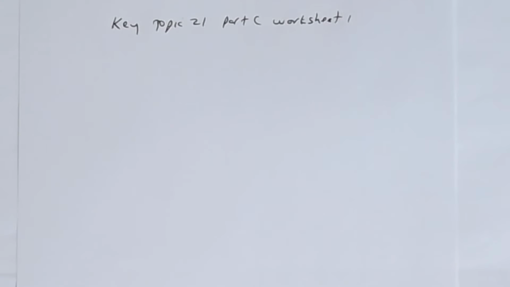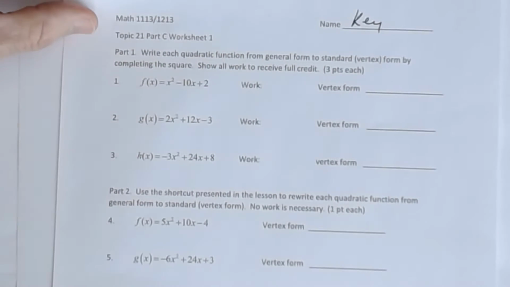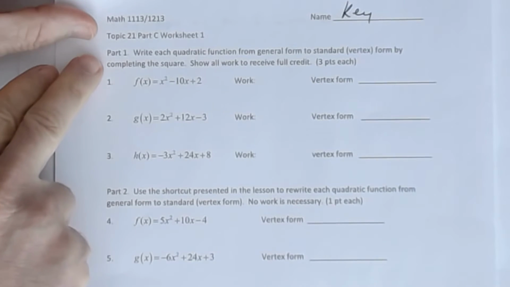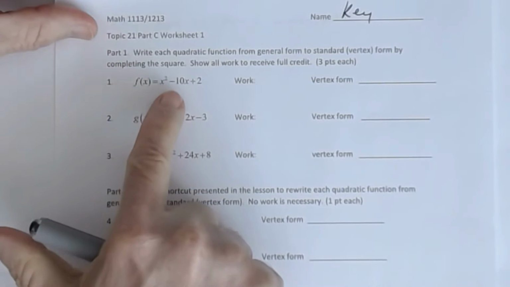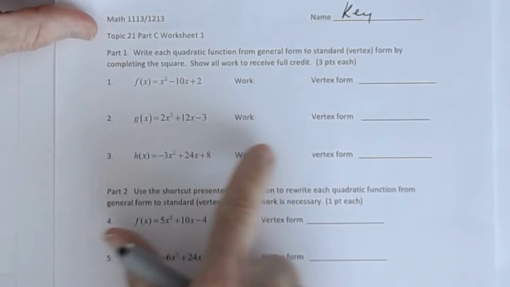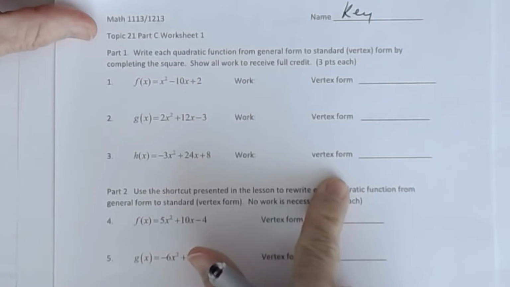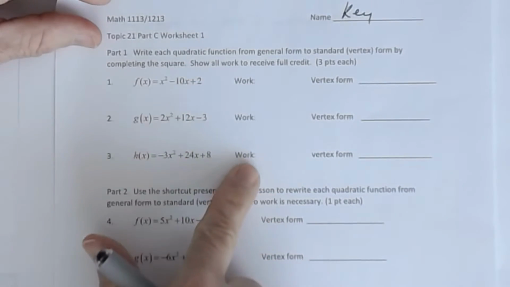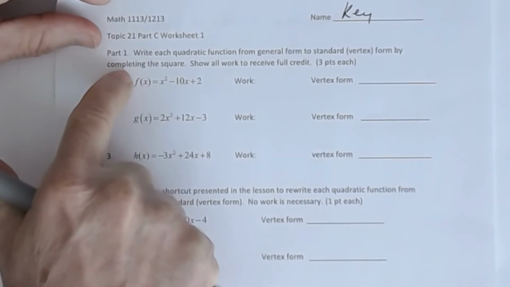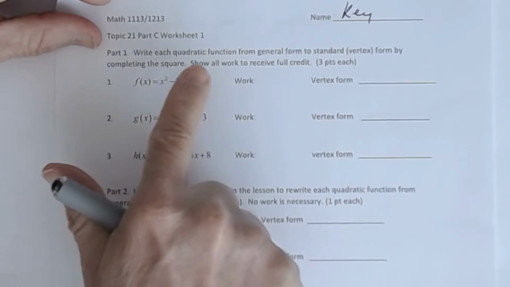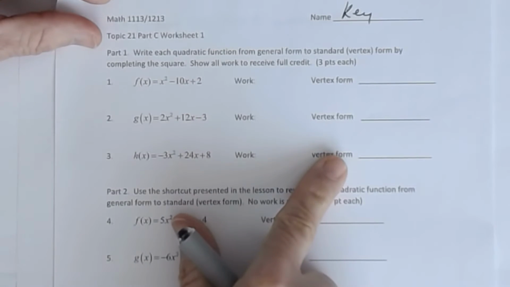Okay, so this is a key for topic 21, part C, worksheet 1. And on this worksheet, you have two parts. The first part is asking you to rewrite each of those quadratic functions that are in general form, and you want to write it in vertex form. Now, keep in mind that the work that you need to show is using completing the square. So you must complete the square in part 1 to get it to vertex form.